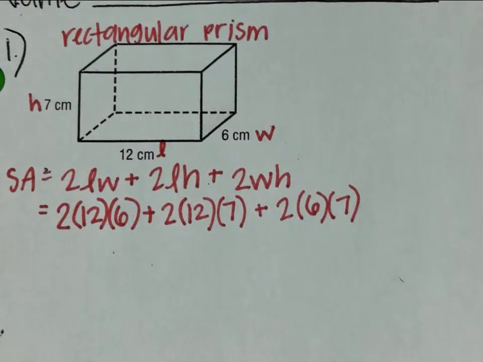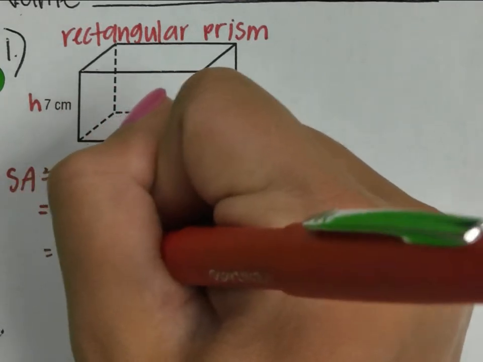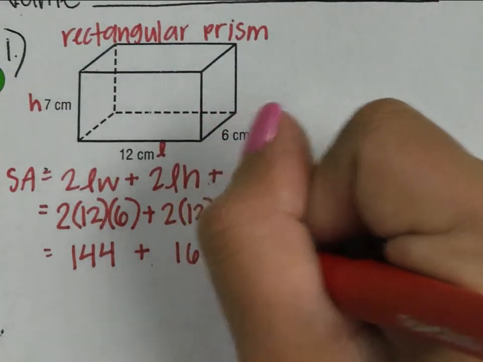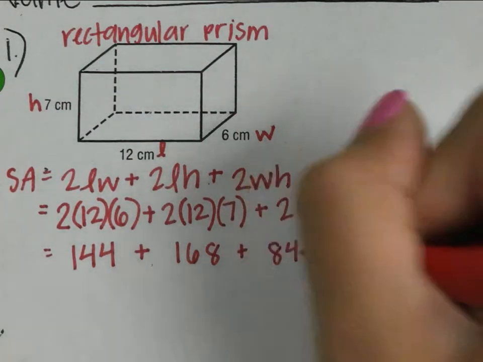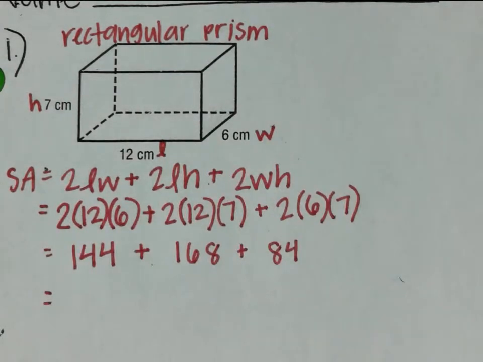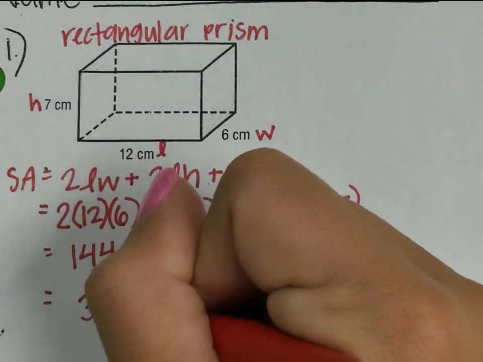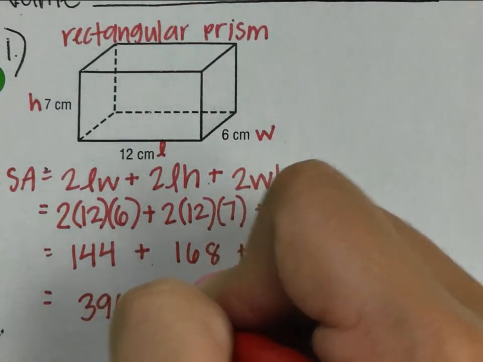So what do we get? 2 times 12 times 6. So we get 144. Plus, do the same thing. So 2 times 12 times 7. 168. Plus 2 times 6 times 7. 84. Now add them all up together. So what do we get? Somebody tell me what you get. 266. 396. Okay. So your surface area should be 396 what? Centimeters squared. Good.